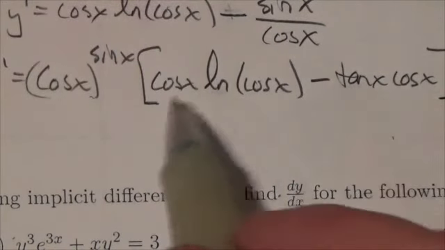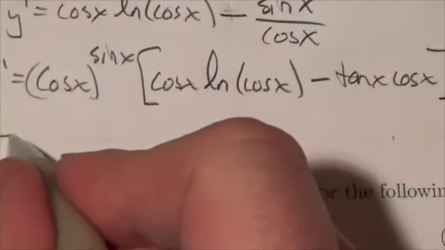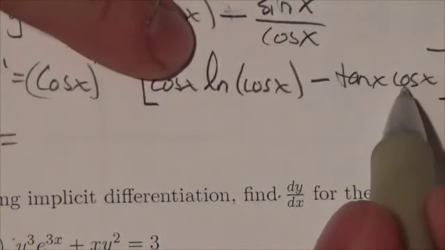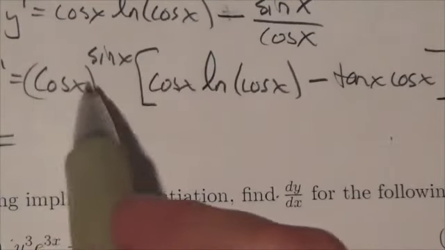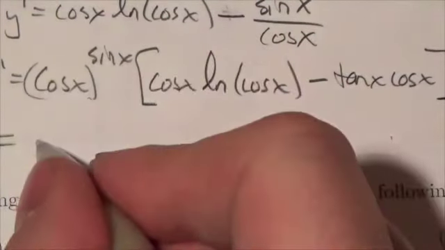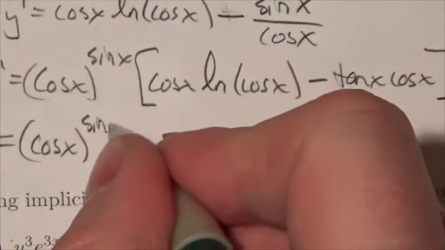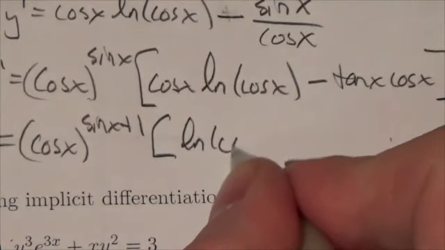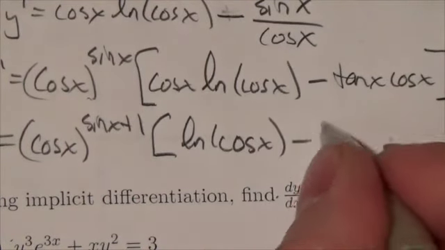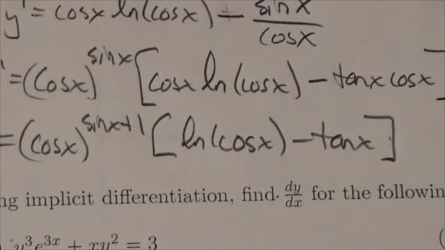Now, I could factor out the cosines, okay? And in fact, if I take out the common cosine to both of those terms here, notice that there's a power of cosine up front here. This will become the cosine of x to the power of the sine of x plus 1 times the natural log of the cosine of x minus the tangent of x. And I think that is about as nice as I'm going to be able to get that to look.